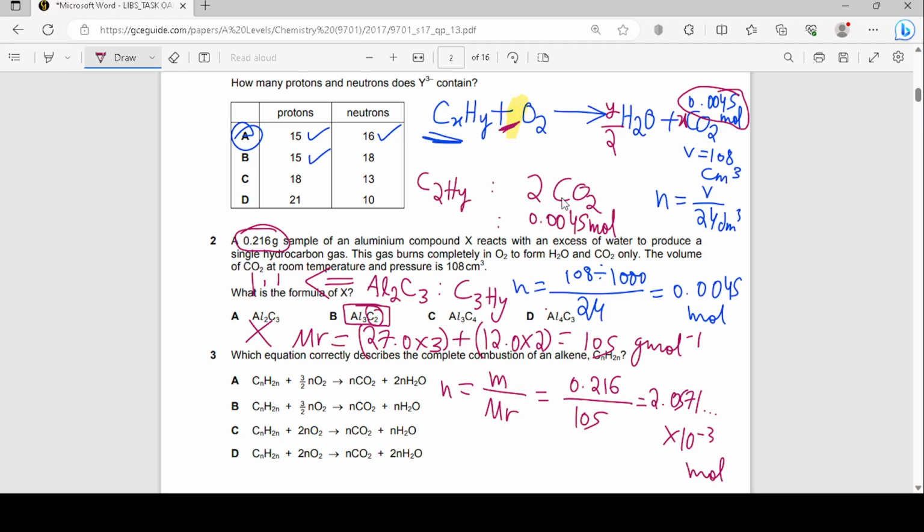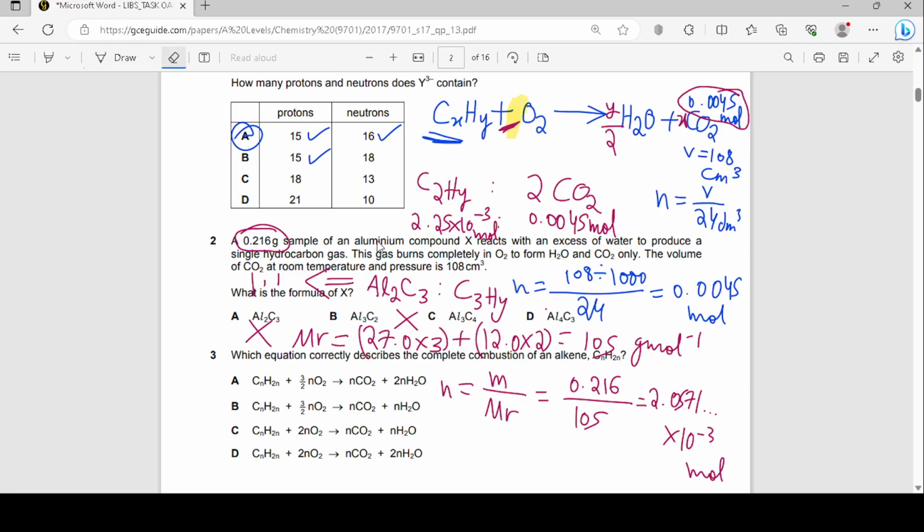So I will make 0.0045 divided by 2 to find how much CxHy is, and that will be 2.25 × 10^-3 moles. Now just check, is 2.25 × 10^-3 equal to 2.0571 × 10^-3? No, it is not. Obviously, there could be a chance that none of these answers will match perfectly. Then in that case, you would consider the option that is closest. But let's anyways check option C.